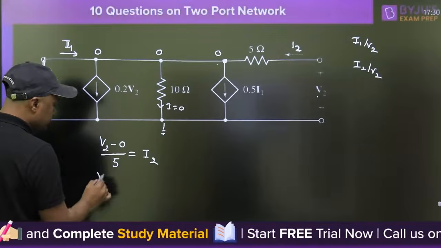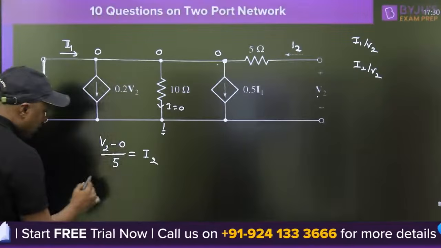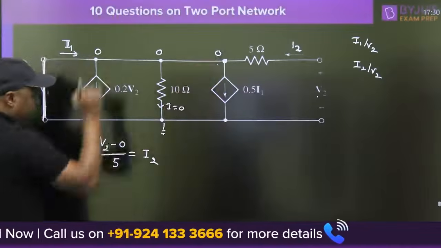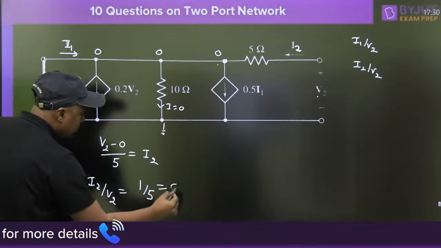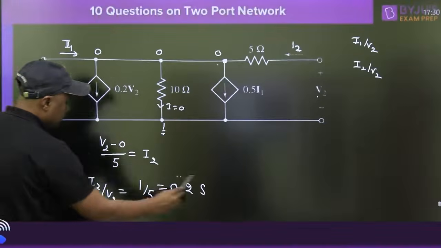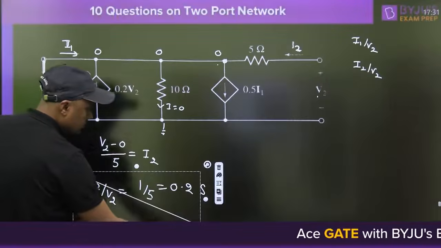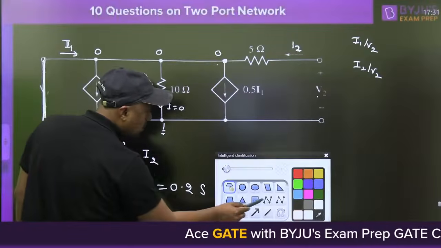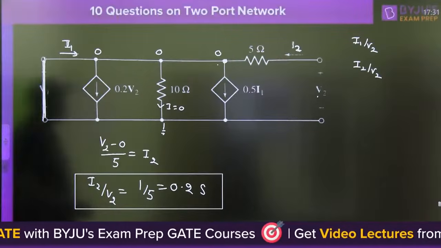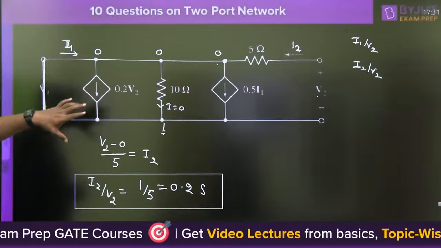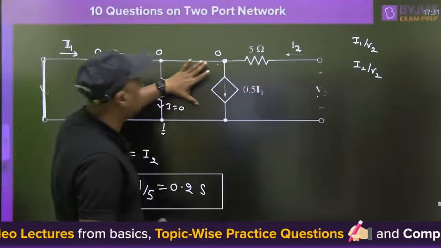Now 5 here. This is a simple voltage, V2 minus 0 upon 5. Then what is I2 by V2? I2 by V2 is equal to 1 by 5, that is 0.2 Siemens, because this voltage is 0, this voltage is 0, and we can write the I2 and so on.